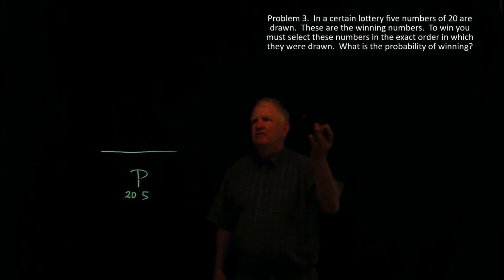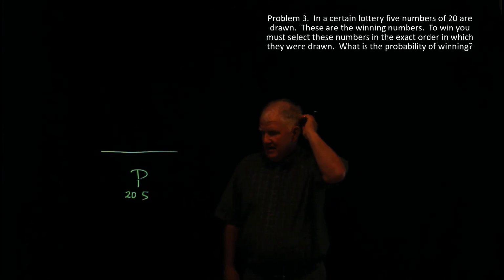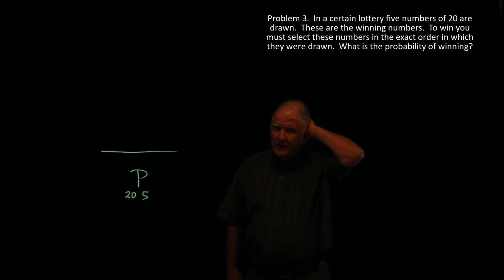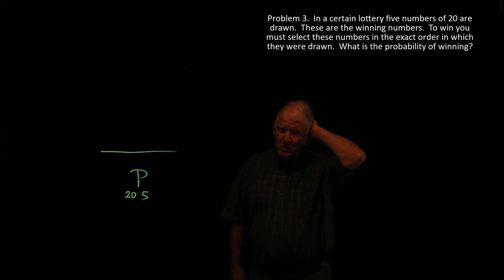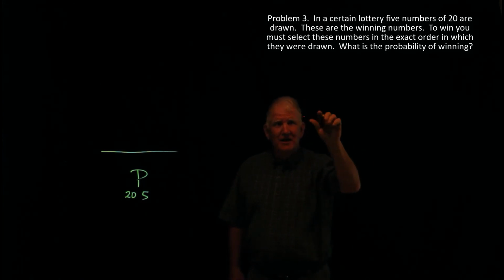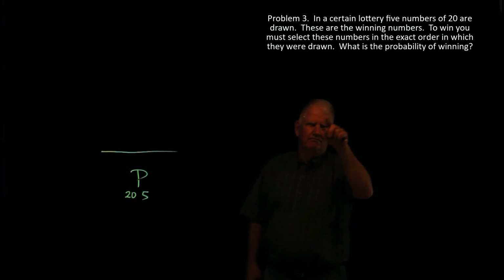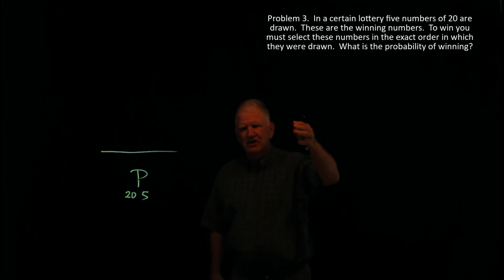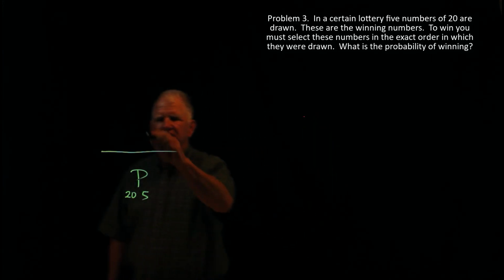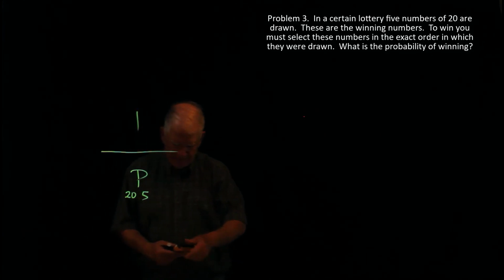Now you just have to ask yourselves, how many ways can you produce that one ticket? As is often the case in probability, there's only one way. If the numbers come up 2, 4, 6, 8, 10, you have to have the one ticket which says 2, 4, 6, 8, 10. So there's the probability that we're looking for.